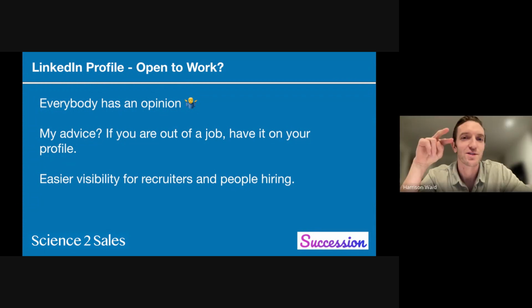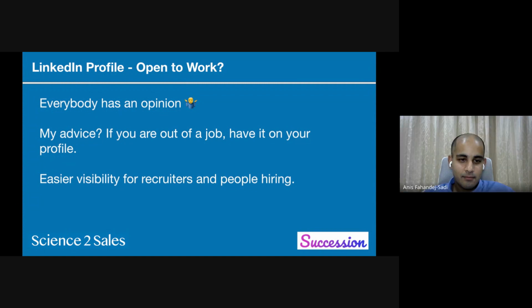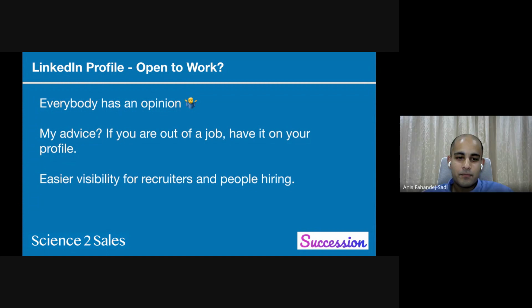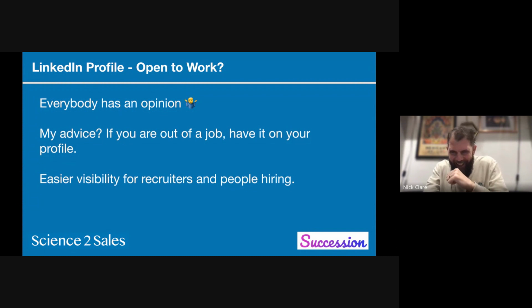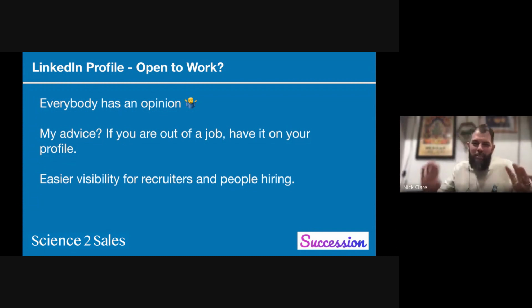Oh my God. There's two ways to do this. One is open to work, meaning you have the banner on your image. Oh no, not that. You meant the open to work on your profile, which means that you can be seen by recruiters. Yes, I agree with that. Don't put your open to work banner on your image while you have a job. Okay, so maybe I mixed the two things.